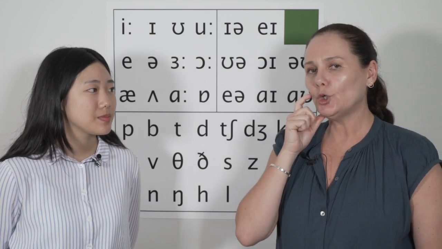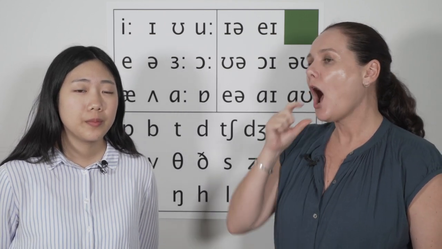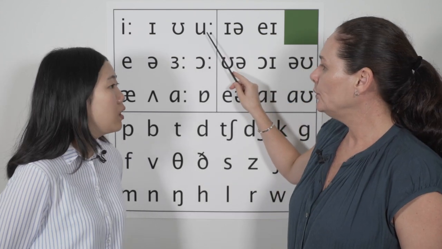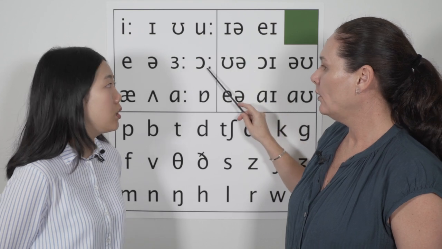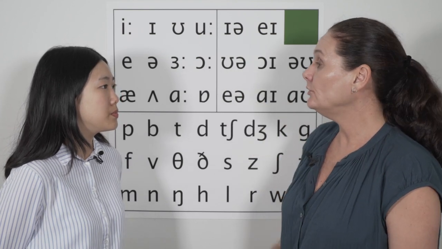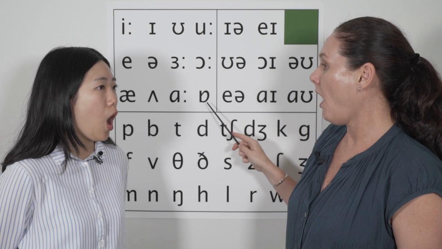What about your jaw? Do you drop your jaw when you make that sound? Yes, I drop my jaw. You do. Good. Say this sound. Ooh. Oh. Remember, for this sound, your lips are still quite forward. And this sound? Oh.